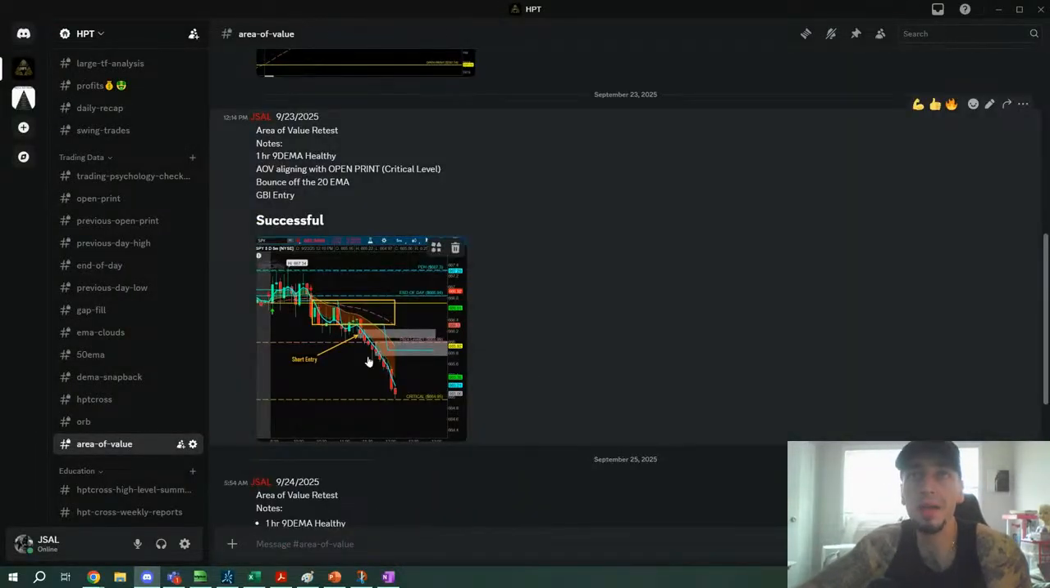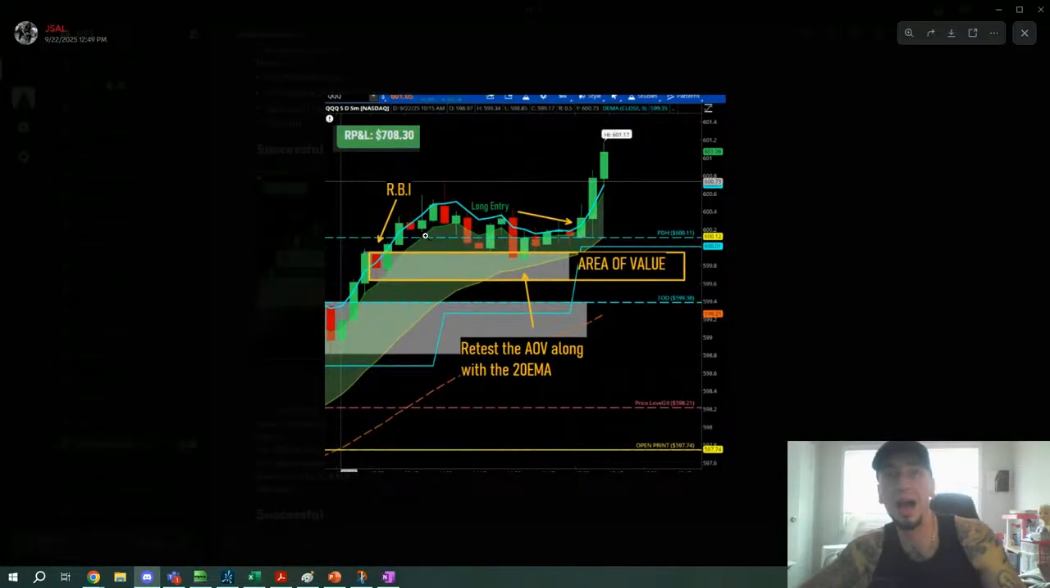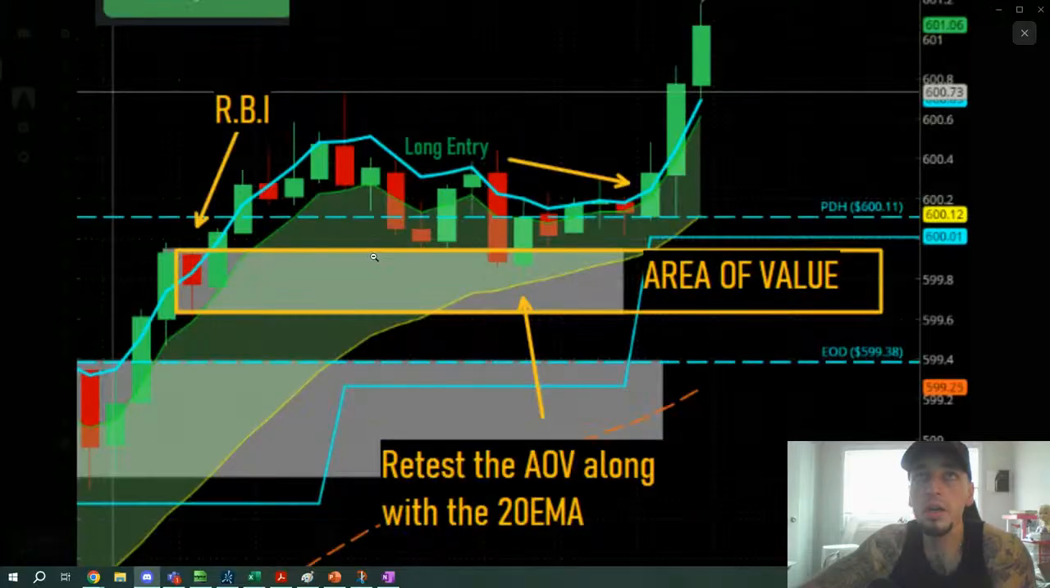So that was a good opportunity right there. Another one right here. This one spells it out really good. Red bar ignored right here.